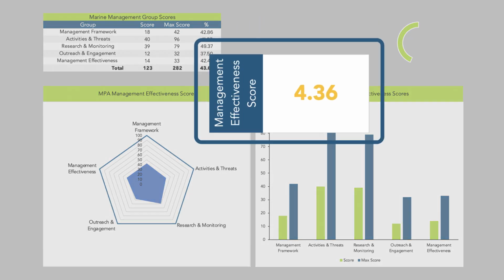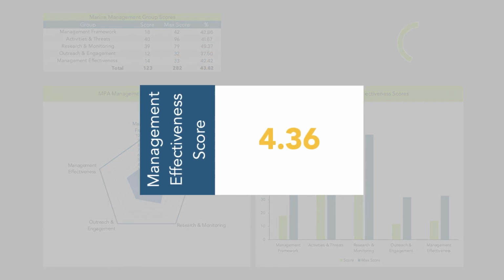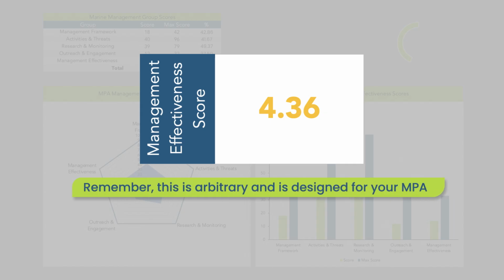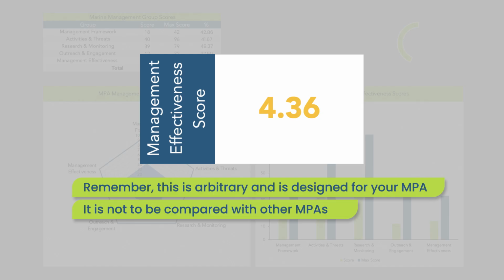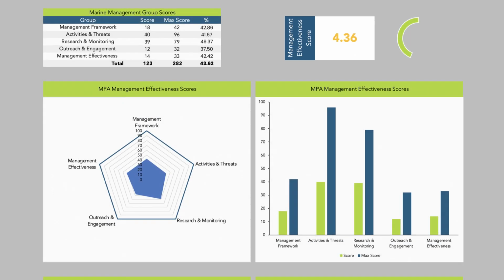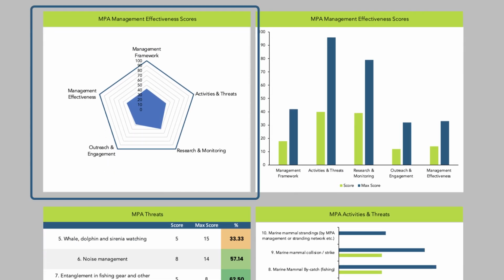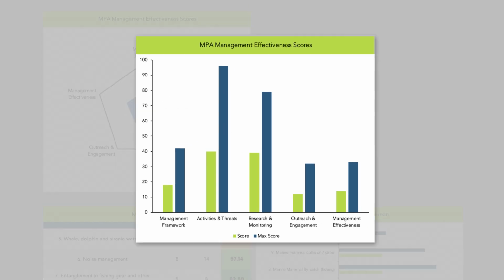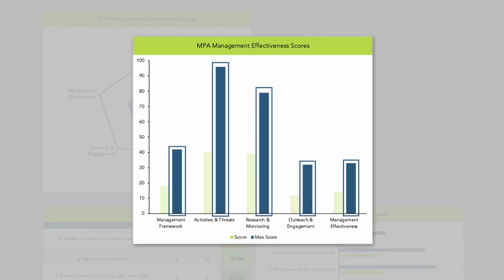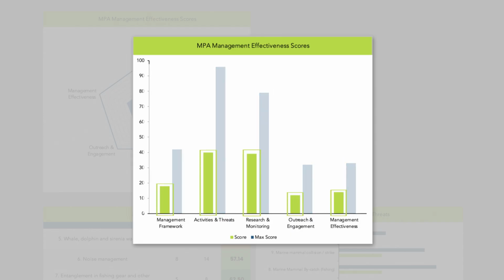To the right is your overall management effectiveness score, marked out of 10. Remember, this is arbitrary and only designed for your MPA and not to be compared with other MPAs. Below this, you'll see a radar plot and bar chart. In the bar chart, the blue bars represent the maximum score available, and the green bars show your results.